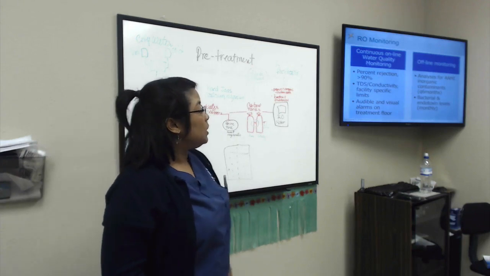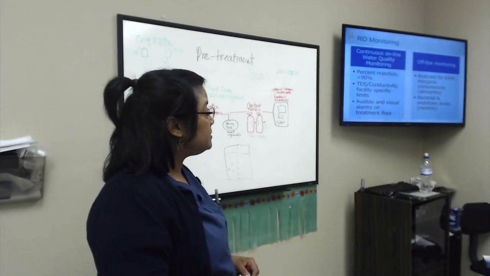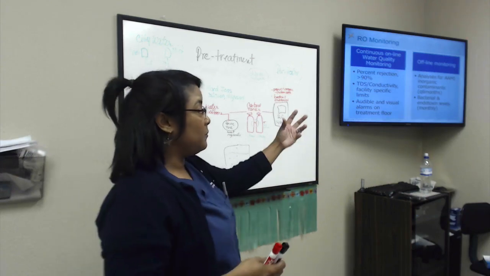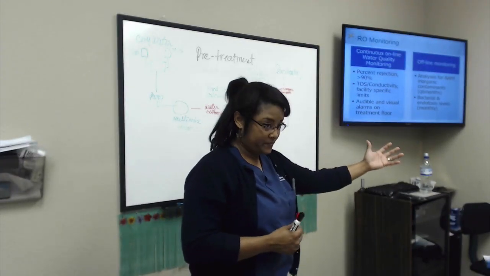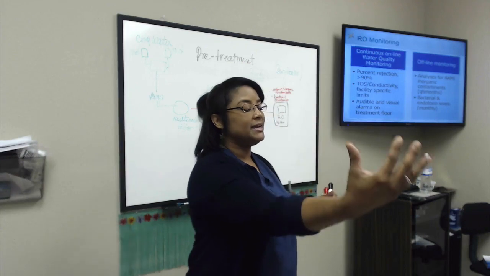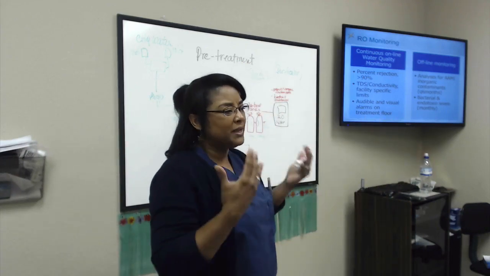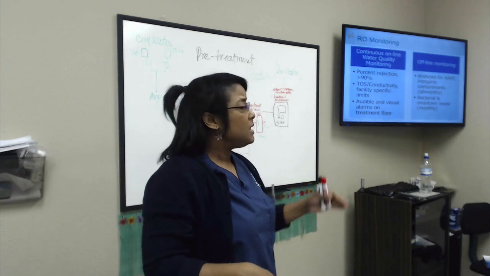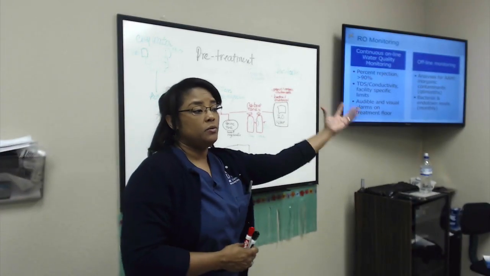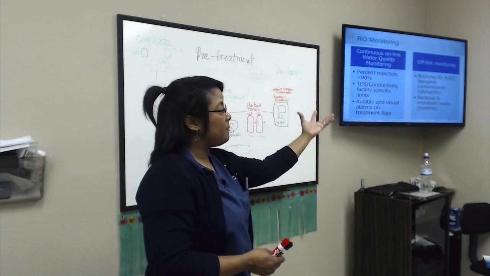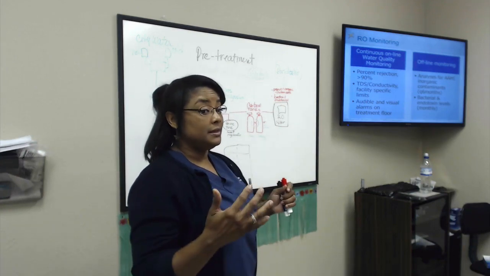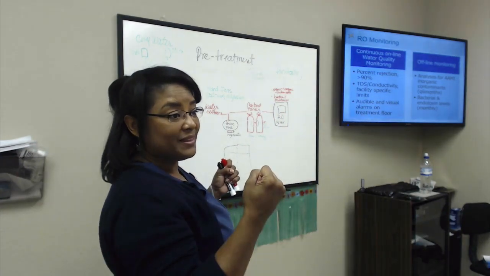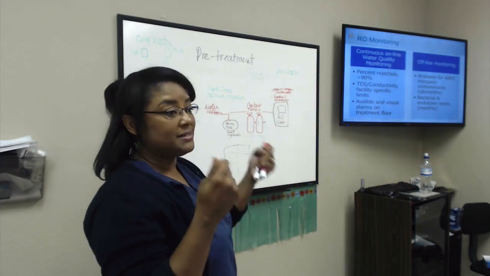Okay? So we also analyze the RO for AMI, and what we do here is that we analyze the tap water for AMI. When I say we, normally this is done by the biomed, okay? The biomed takes a sample from the city water, and then they take a sample from post-RO, and they do AMI testing.